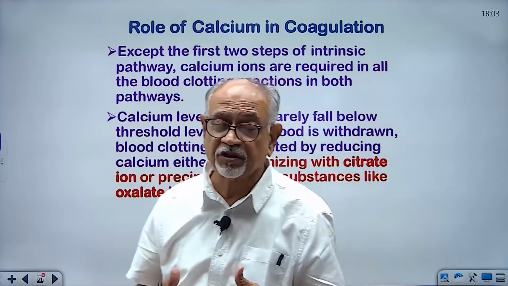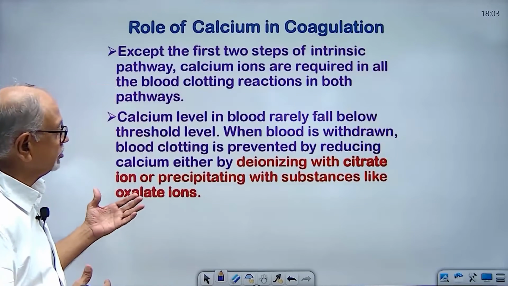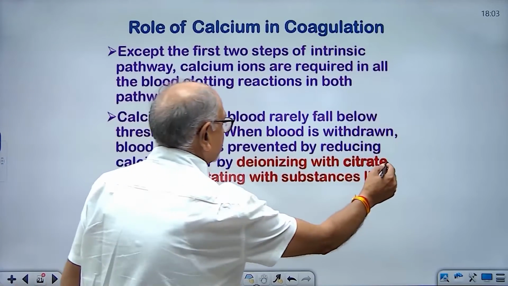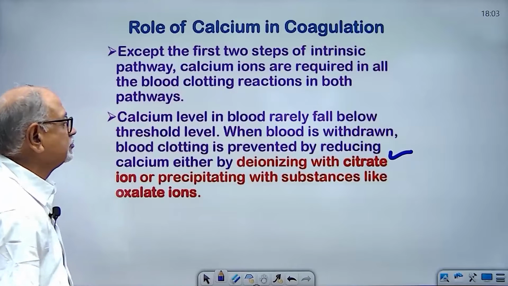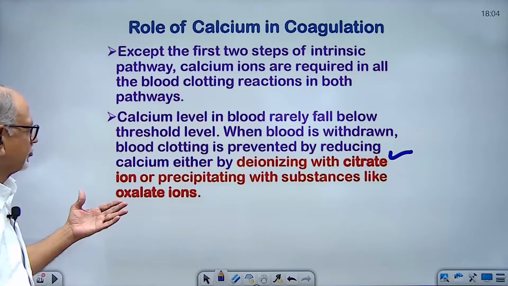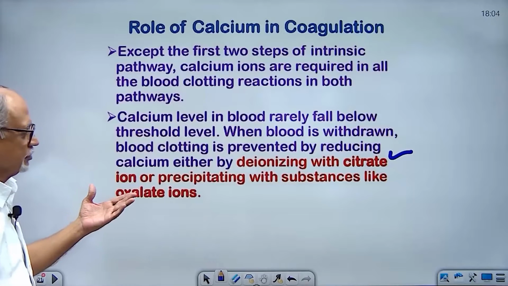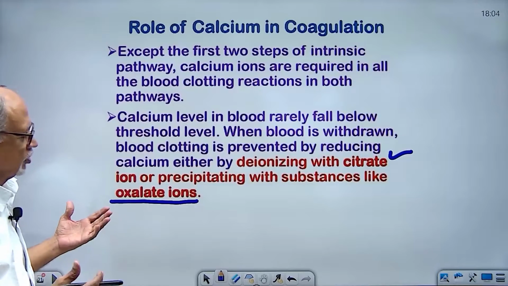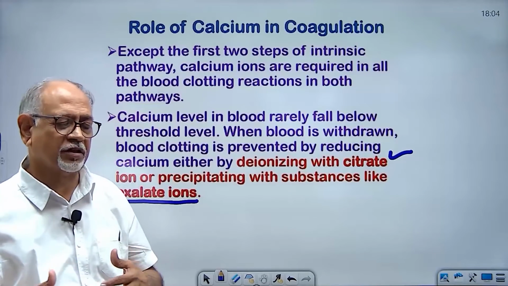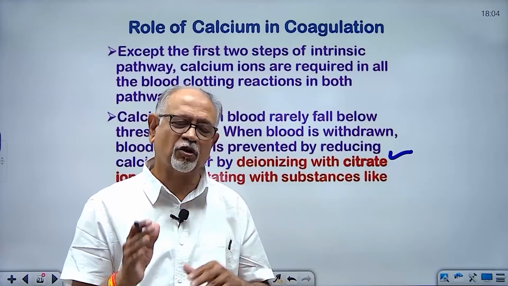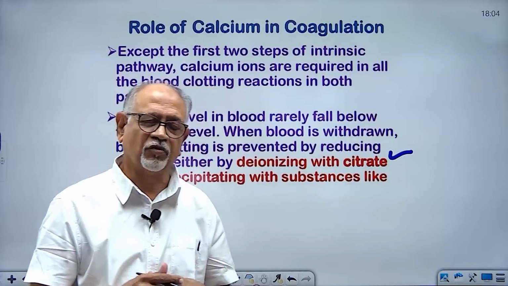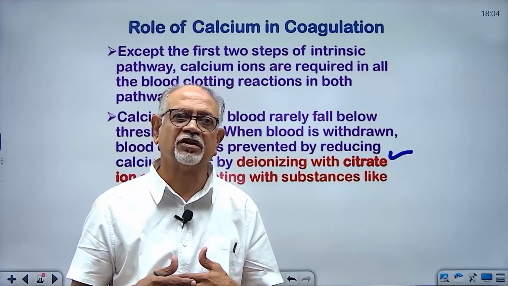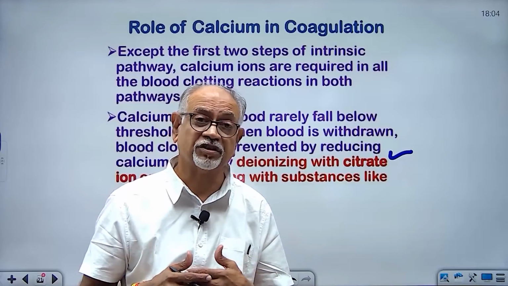But when we store the blood, we deionize the calcium with citrate ion, which precipitates these substances. Substances like calcium oxalate ions are used for precipitating the calcium, so that coagulation of blood does not occur when blood is stored either for investigation purposes, or for the purpose of blood transfusion, or for the purpose of storage in the blood bank.